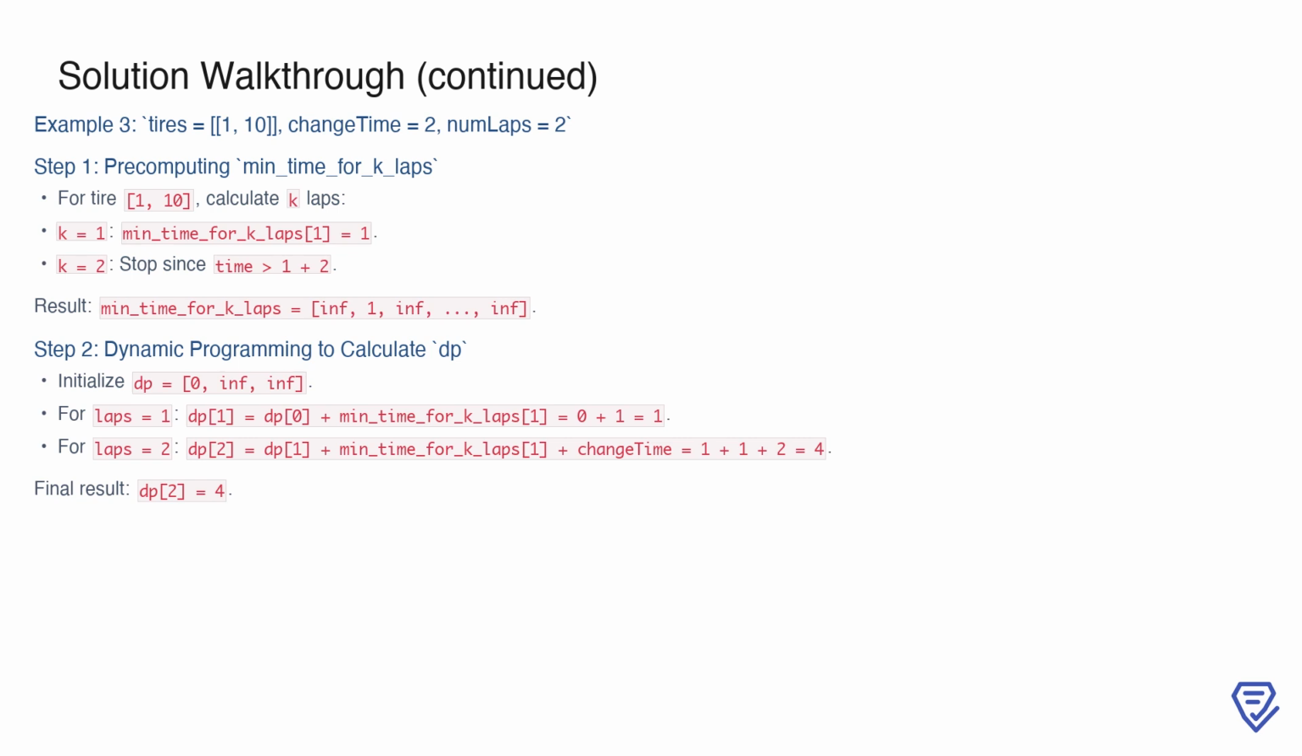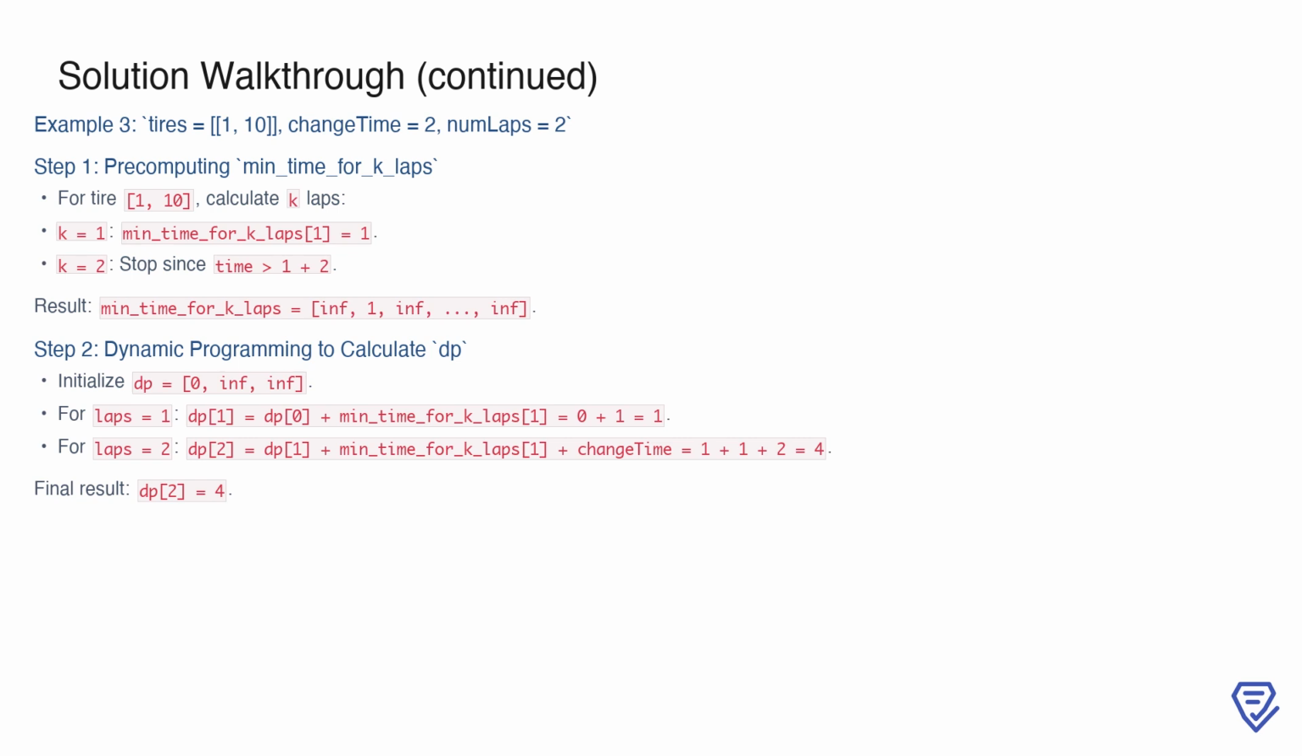Next, we calculate the minimum time using dynamic programming. The DP array is initialized as 0, INF. For one lap, the time is dp1 equals dp0 plus min_time_for_k_laps 1 equals 0 plus 1 equals 1.